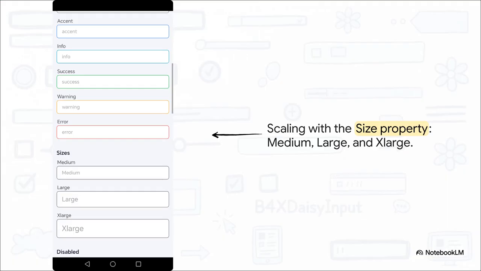Simply changing the designer property for size to MD, LG, or XL automatically scales both the input height and the font size without any manual tweaking. The class calculates everything for you. It ensures that whether you need a compact form or massive, extra-large tap targets for accessibility, the proportions of your text and padding remain absolutely flawless.